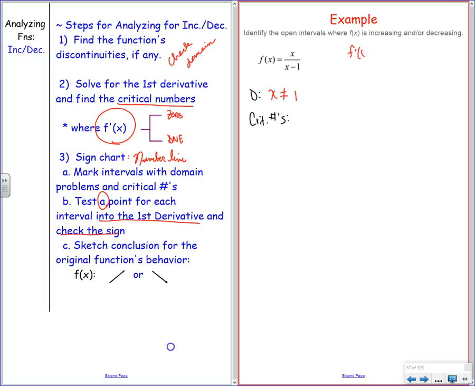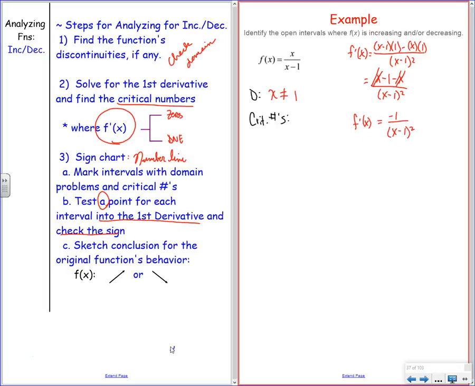So f prime of x equals bottom times derivative of top minus top times derivative of bottom, all over bottom squared. The name of the game is not just taking the derivative, but also simplifying, which is sometimes even harder than taking it. x minus x, I get negative 1. Has anybody double checked me? Negative 1 over x minus 1 squared. That's good.